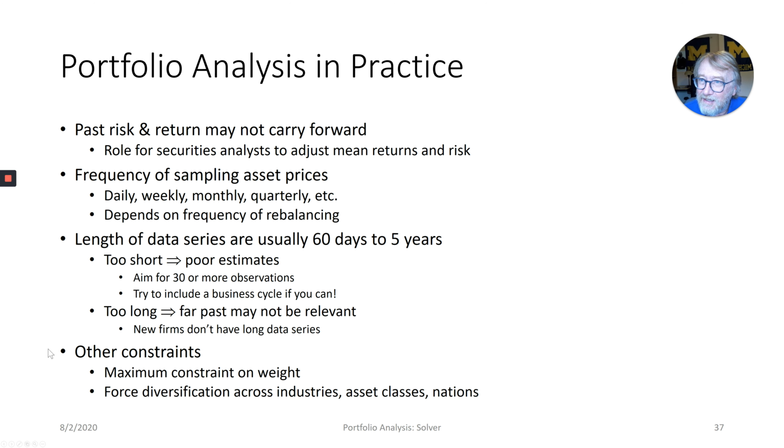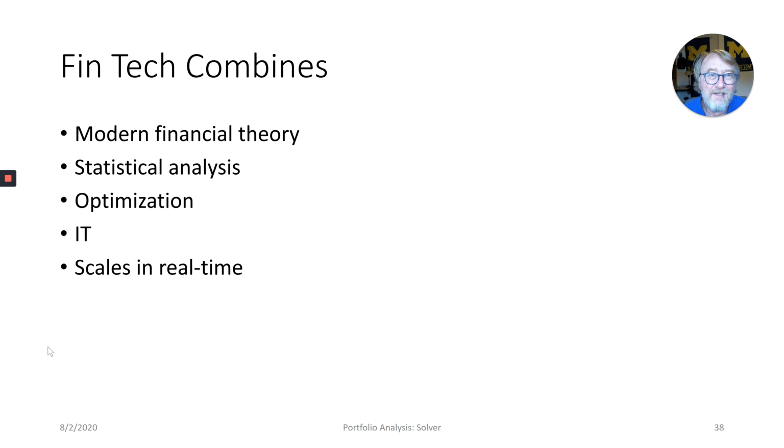And yeah, so this is fintech, right? It combines modern financial theory with some statistical analysis. Or if you come from a computer science department, data science, it uses optimization, a little optimization program, and lots of IT. Usually when I think of IT, I think of the data flow, right? You have these massive data sets and you have a data flow going into your optimization package. You're doing statistical analysis along the way with means and standard deviations or whatever. And it scales in real time, right?